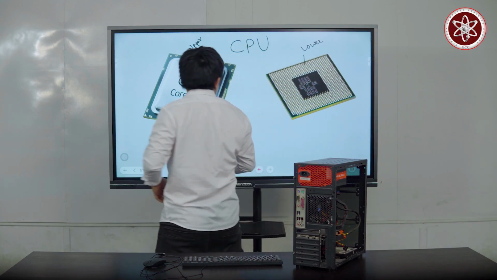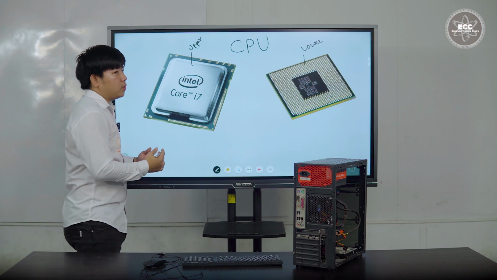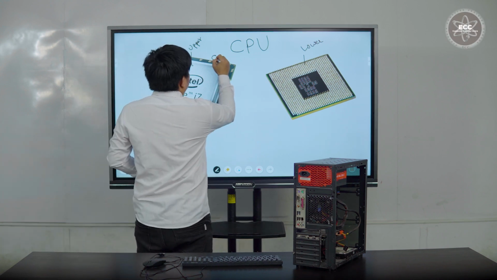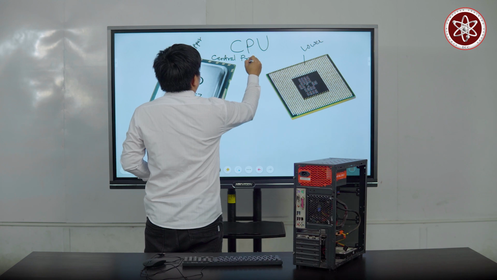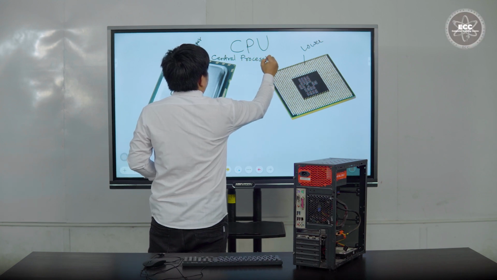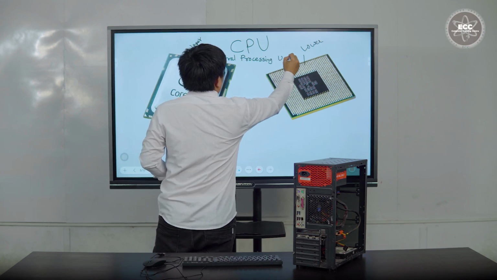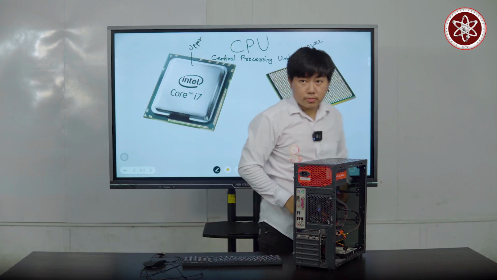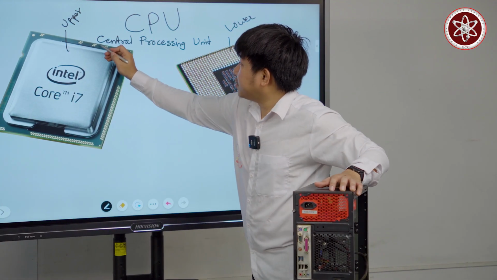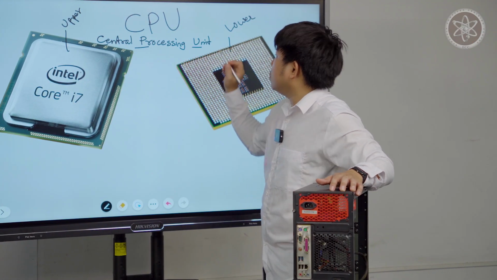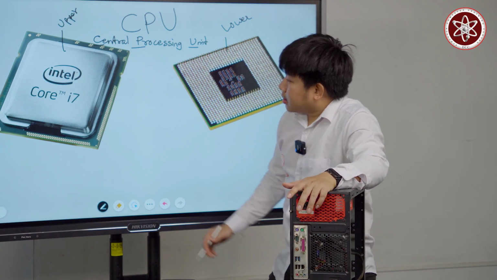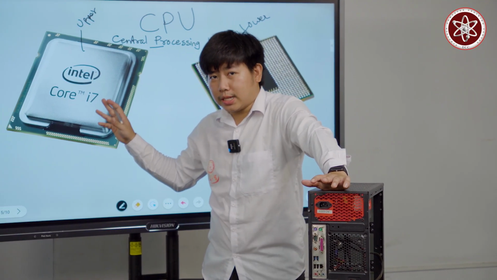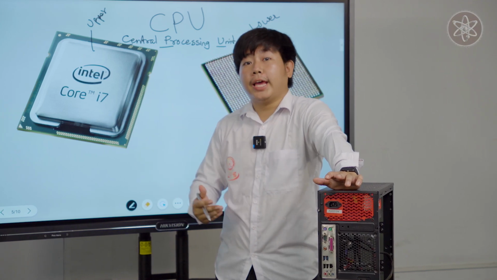So the long form of CPU is Central Processing Unit. That's CPU. Central Processing Unit. And there are a lot of things happening inside, but we'll talk about it later.